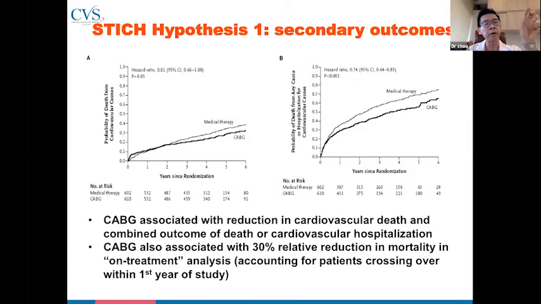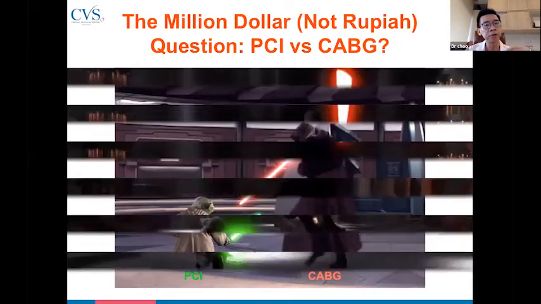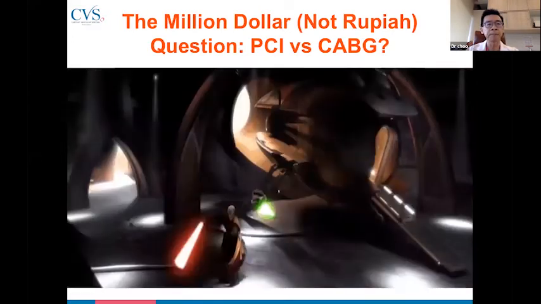If you look at the secondary outcomes like cardiovascular death or hospitalization, there's definite benefit with CABG surgery. In fact, on an on-treatment analysis, meaning patients who jumped over from the medical therapy arm to CABG are excluded, there is a 30% reduction in mortality. But of course, the million-dollar question is, if you can revascularize, do you choose PCI or do you choose CABG? This is always the question that my colleagues and the patients ask me.